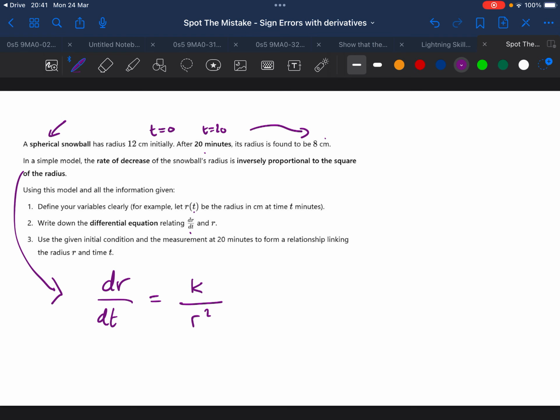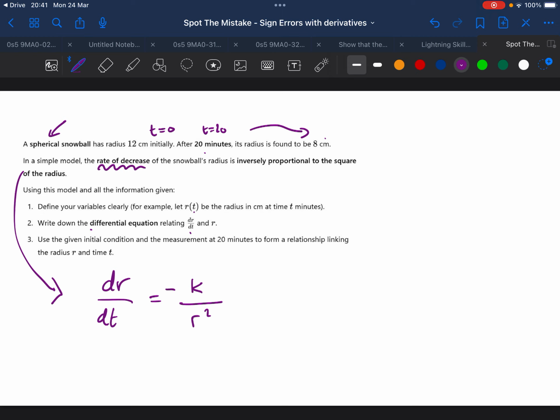Well, you could argue that there's no mistake, but it's certainly not clear here that there's a rate of decrease. So if I'm assuming that k is a positive number, which is sometimes done in these questions, really I should have a minus sign there. Okay. What should we do next?